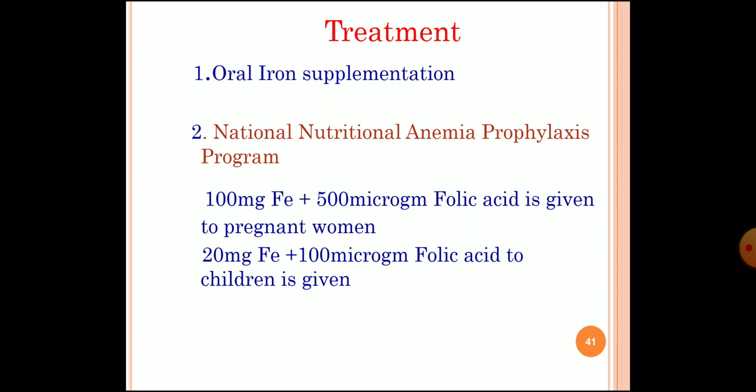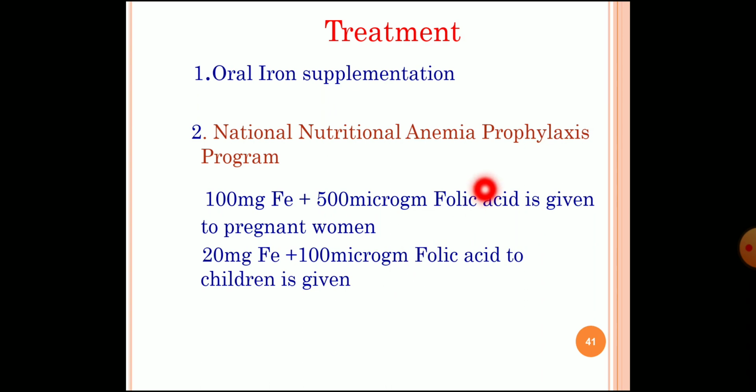There is a nutritional program called the National Nutritional Anemia Prophylaxis Program, where iron and folic acid together are given to pregnant women and children. Here 100 milligram of iron with 500 microgram of folic acid is given to pregnant women daily for 3 months. For children under 5, 20 milligram iron and 100 microgram folic acid is also given for 3 months.